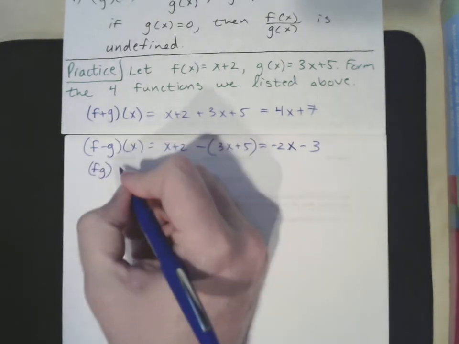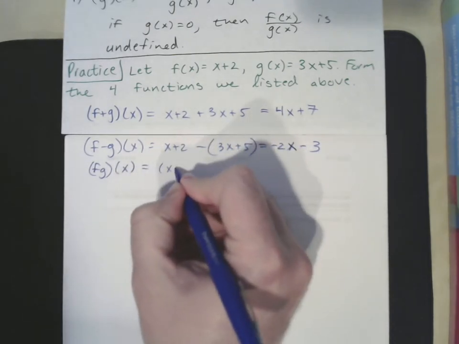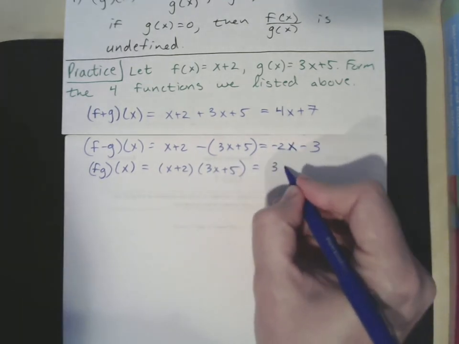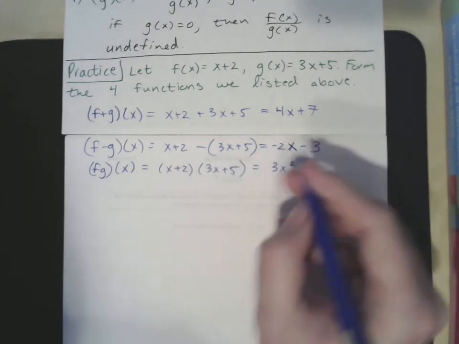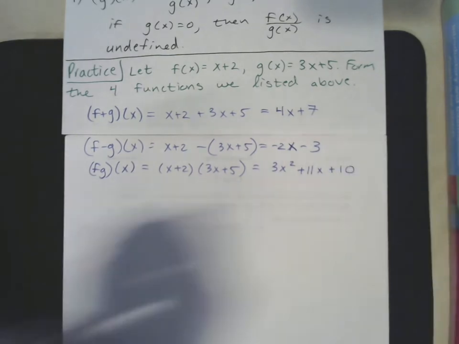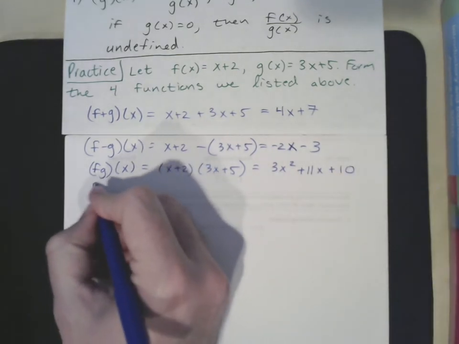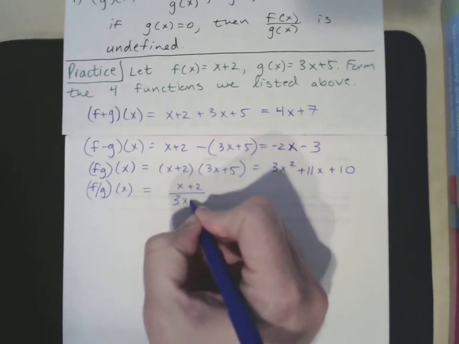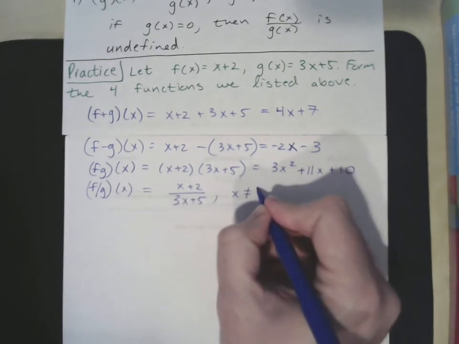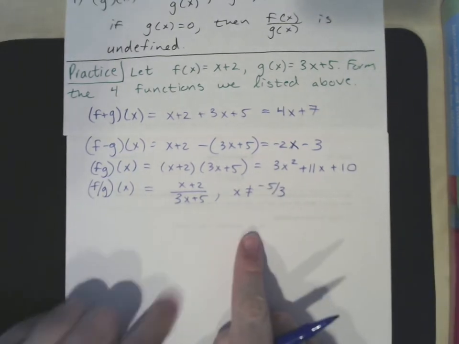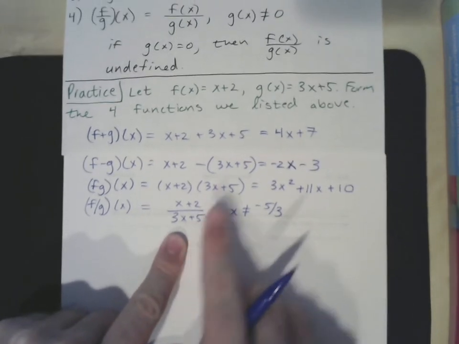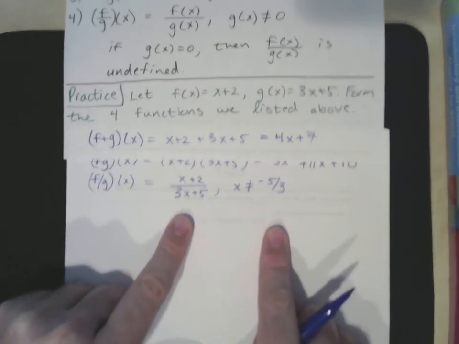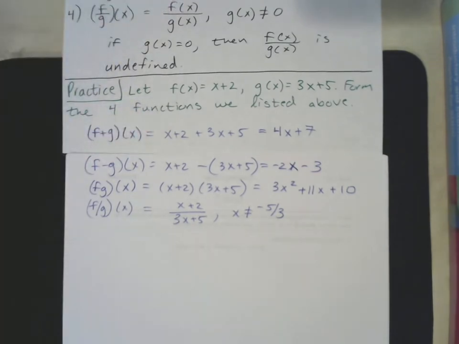F times g of x is going to be x plus 2 times 3x plus 5. And we can distribute that out and get 3x squared, plus 5x plus 6x, or plus 11x plus 10. And then f over g of x will be x plus 2 over 3x plus 5, with the domain restriction that x cannot be negative 5/3. So whenever you form your division, you want to look at where that g of x is 0, because we don't want that to be the case. So g of x can equal 0, which means that x can't be negative 5/3. So those are our four algebra functions.